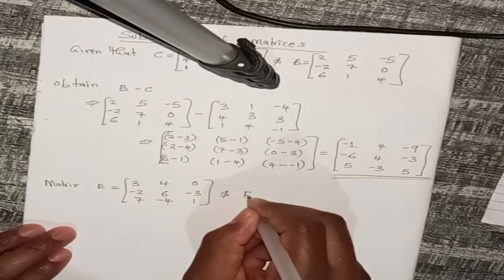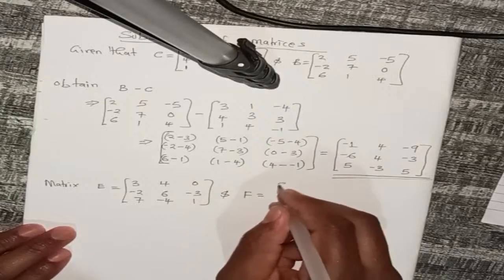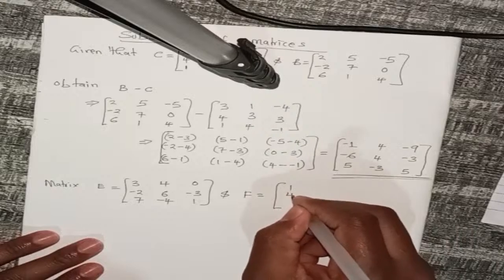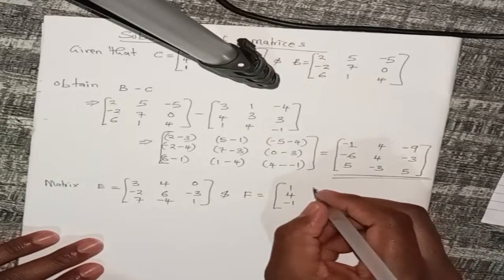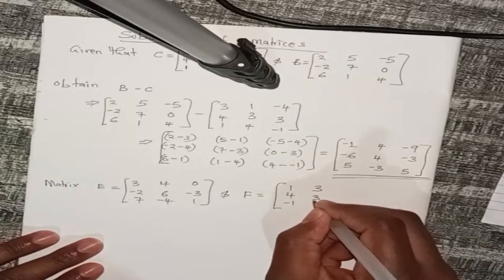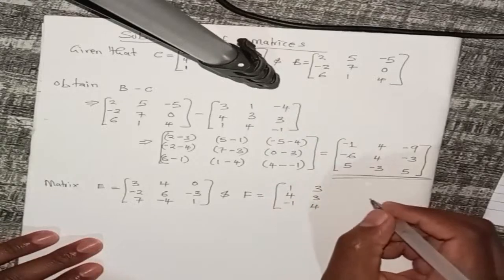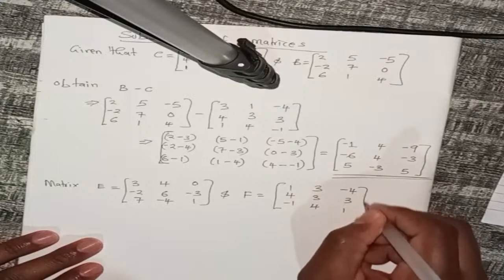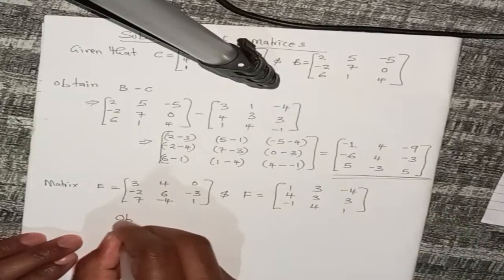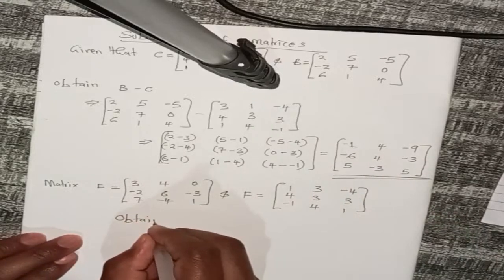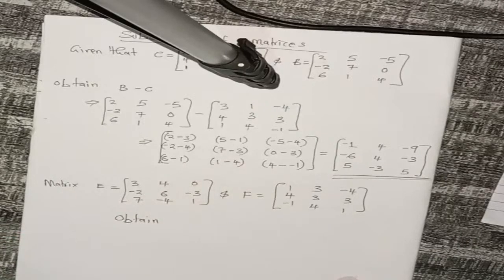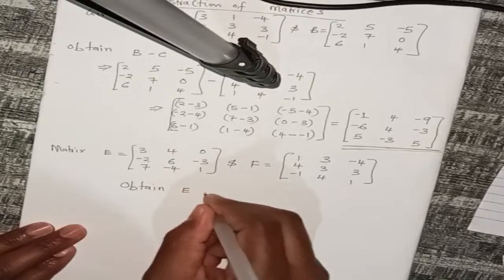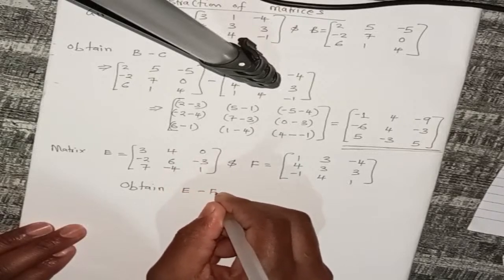and matrix F equals to [1, 4, -1; 3, 3, 4; -4, 3, 1]. So you're told to obtain matrix E, you subtract matrix F.